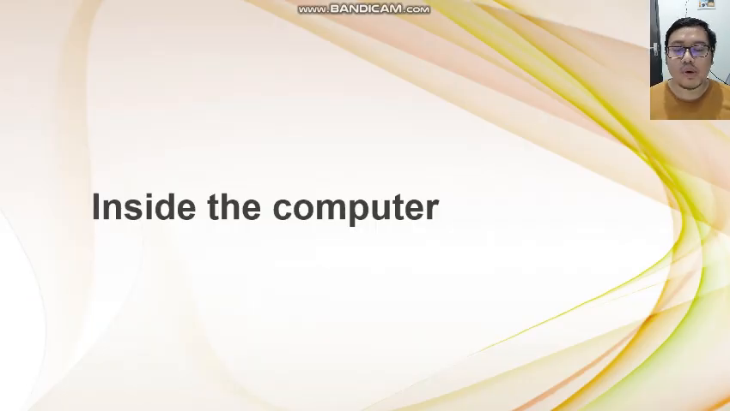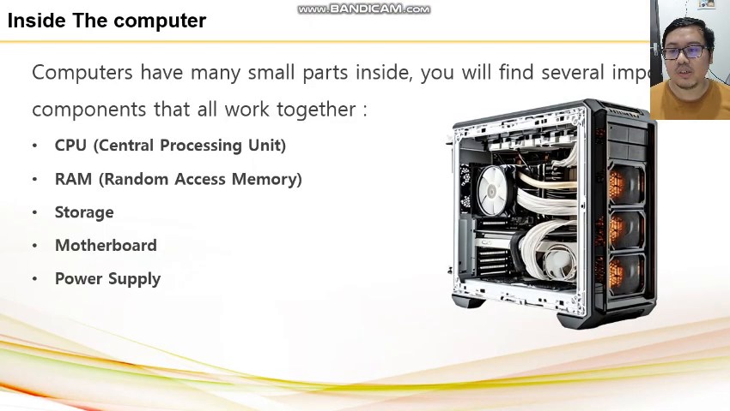Next, I will explain about inside the computer. Computers have many small parts inside. You will find several important components that all work together, such as CPU or central processing unit, RAM, random access memory, storage, motherboard, and power supply.